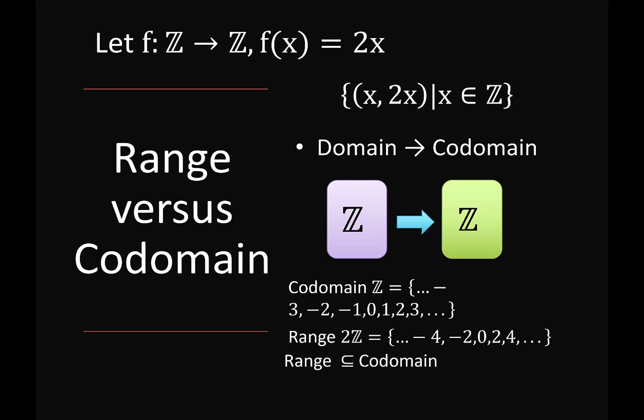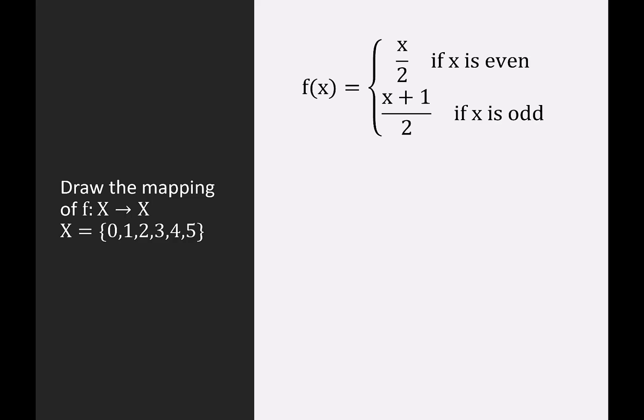In reality, the range is a subset of the codomain, so the range is the values we actually hit versus the ones we're allowed to hit. Let's take a look at that with a smaller finite set. I'm going to do a function f that goes from X to X, where X is the set of numbers 0, 1, 2, 3, 4, 5.